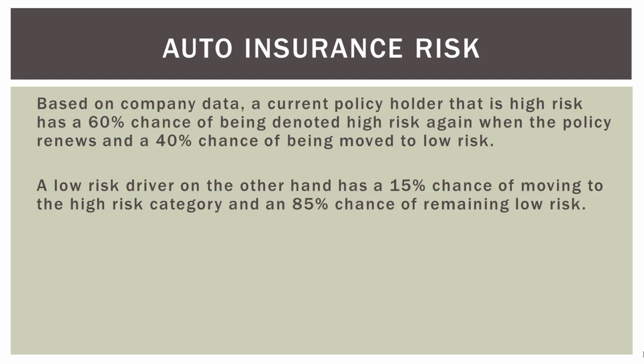Now, if they're low risk now, so the top is if they're high risk now, so this one is if they're low risk now. If they're low risk now, there's a 15% chance that they will move to high risk when their policy renews. Another way of saying there's a 15% chance they will have a ticket in the next 12 months. Now, if they're low risk right now, then there's an 85% chance they will remain low risk, having not had a ticket in the 12 months ahead.